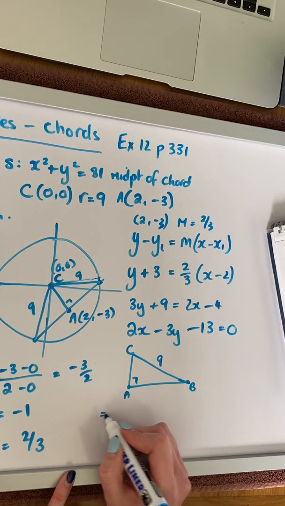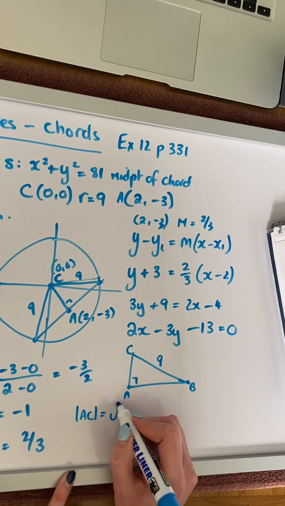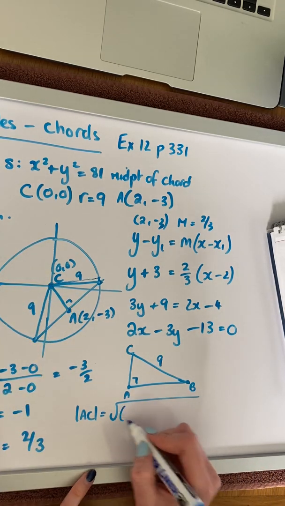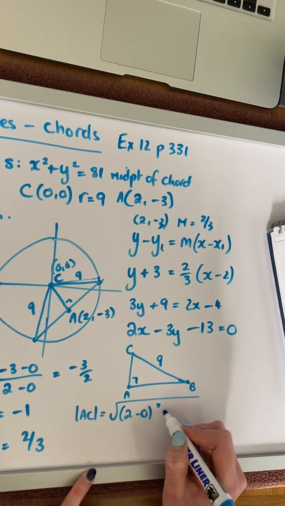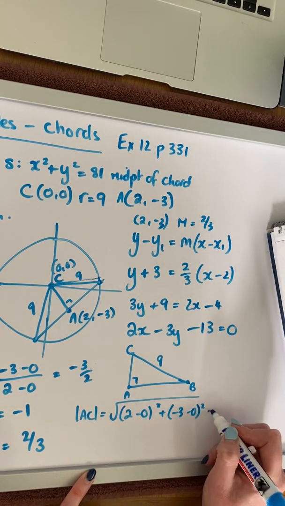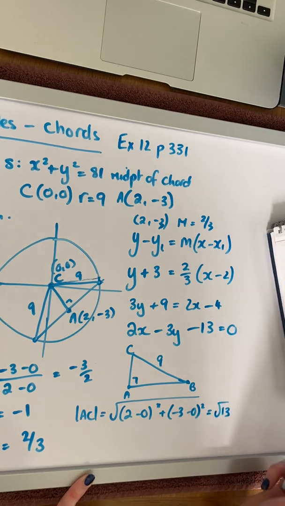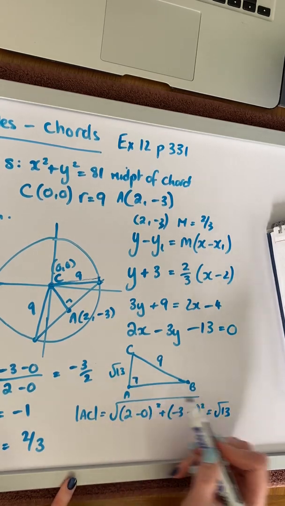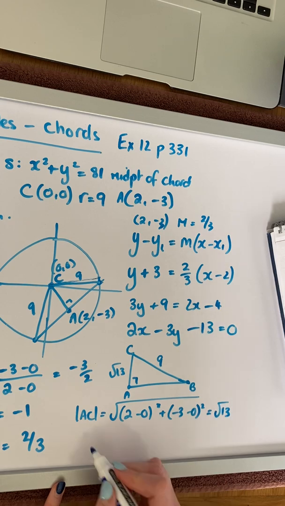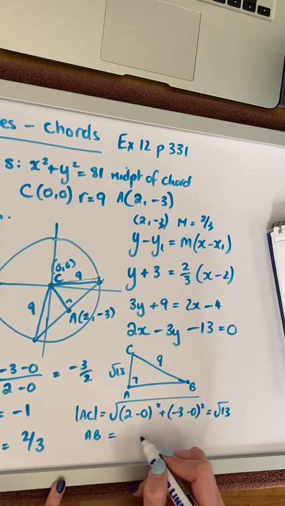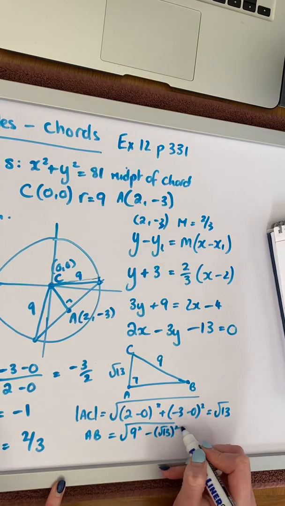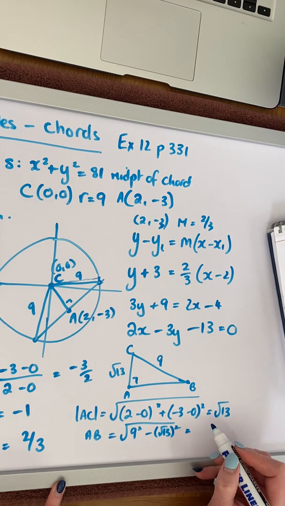We use the distance formula for that. So the distance from A to C is the square root of, if we're looking at point A, which is (2, -3), and point C, which is (0, 0), (2 minus 0) squared plus (-3 minus 0) squared, which gives us a distance of root 13. Filling that into my triangle here, I can now use the Pythagoras theorem to find my missing length. So AB is the square root of 9 squared minus root 13 squared, which gives us a distance of 2 root 17.